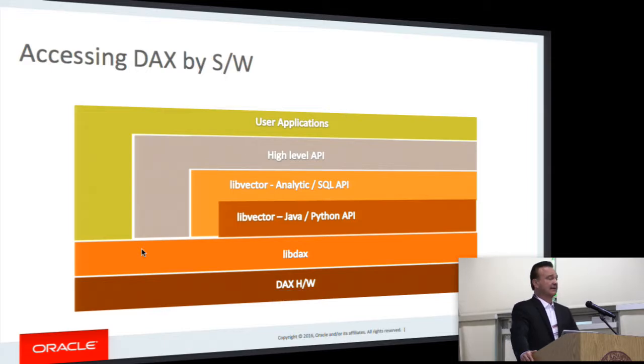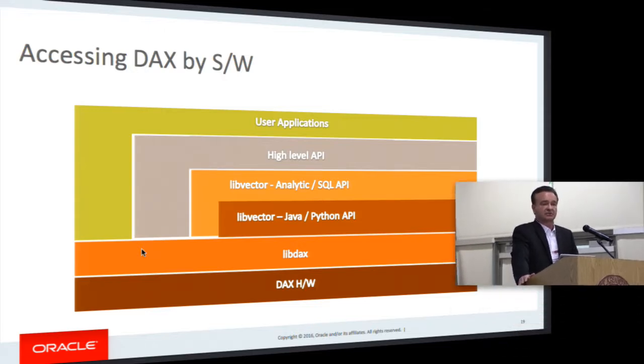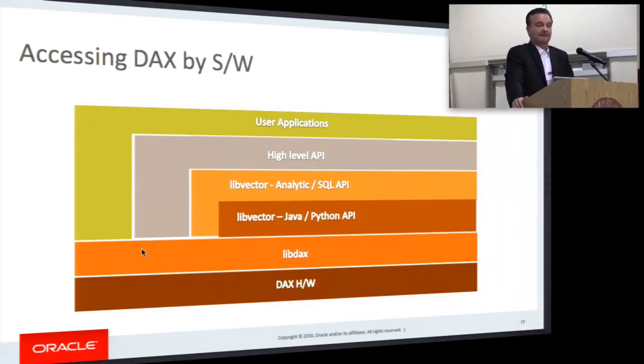All those applications can access it coming down to the hardware. The basic library that everyone uses is called libdax. So the database comes down and uses that. User applications can use that, or they can use a higher level API. And we have two different libvector libraries that provide higher level functions for applications. And this is actually available for use in the Oracle Cloud, which I'll make sure I show you we have links to.